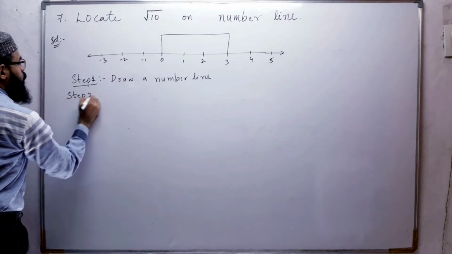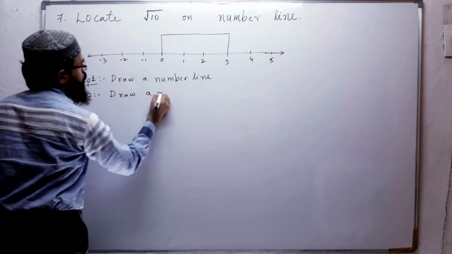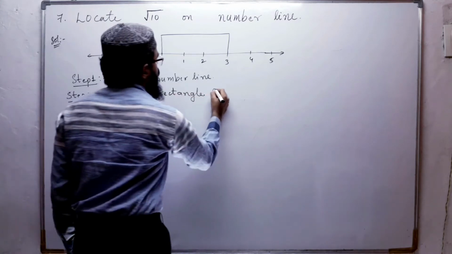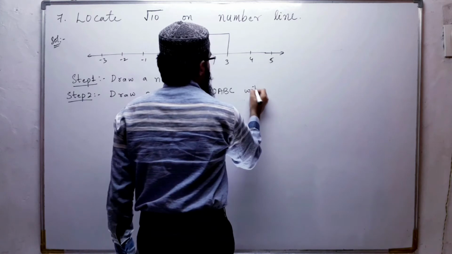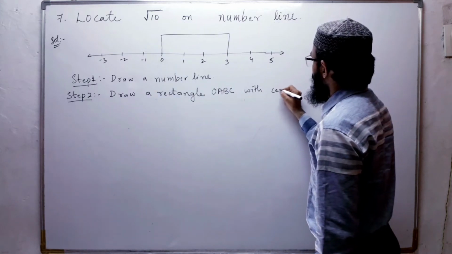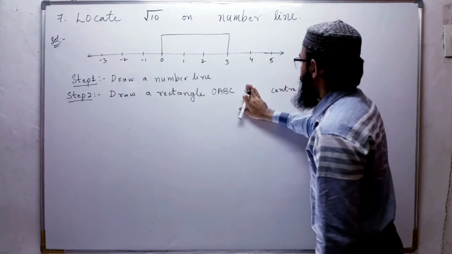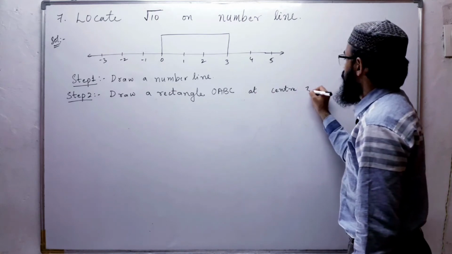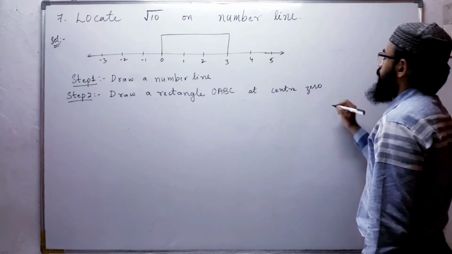In step 2, draw a rectangle OABC with center or at 0. From 0 we are drawing this rectangle.